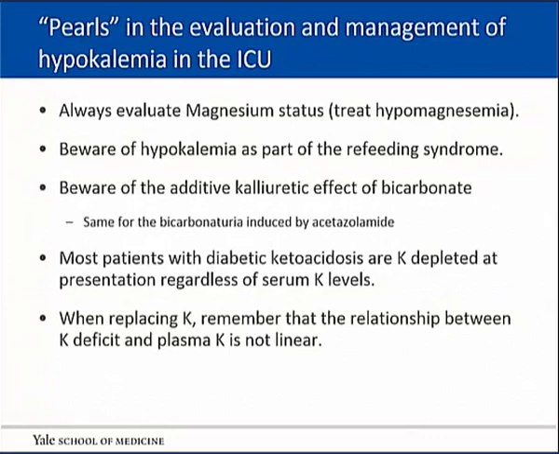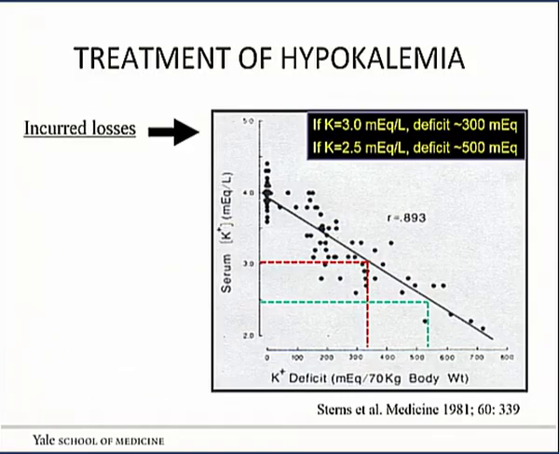And when replacing potassium, remember that there is not a linear relationship between K deficit and what the plasma K is. So let's look at that. This is pairing the serum potassium on the y-axis with the K deficit on the x-axis. If you have a potassium of 3, you've lost about 300 or so milliequivalents. That's a big loss. So giving 40 of K once a day or 20 BID is not going to get you replaced anytime soon.